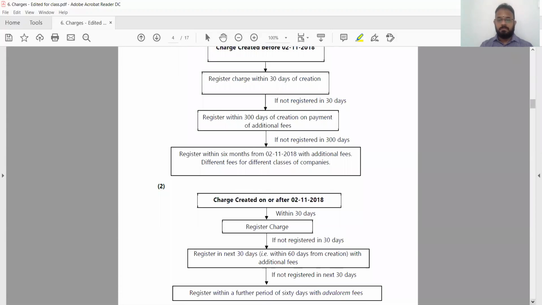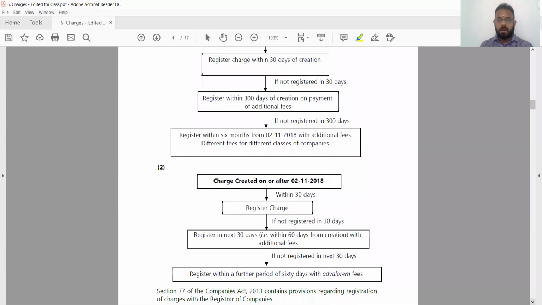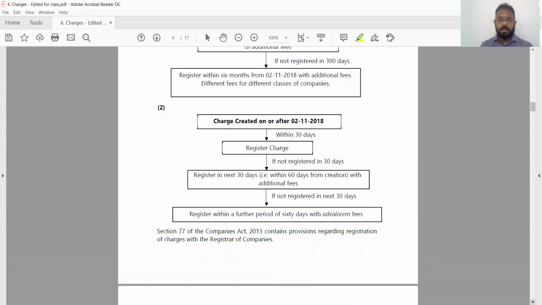Now see the change that we have got. Charges created on or after 2/11/2018, you will have to register the charge within 30 days. You have no change in that. But if not registered in 30 days, register in the next 30 days. That means totally within 60 days from creation, you will have to complete. Leave 300. Now it is only the next 30 days.